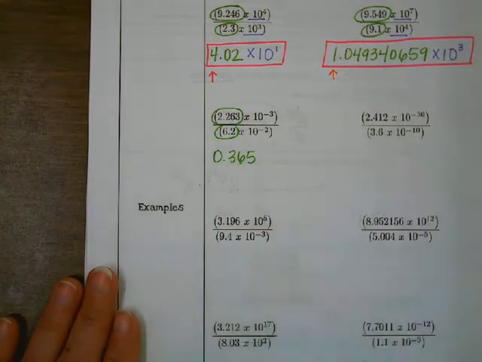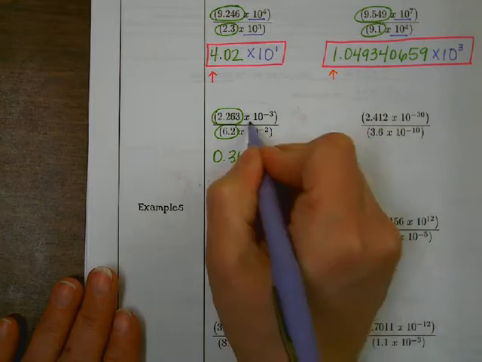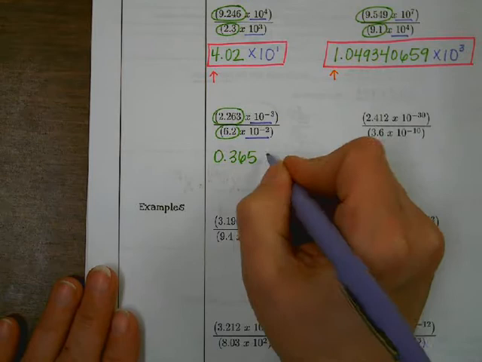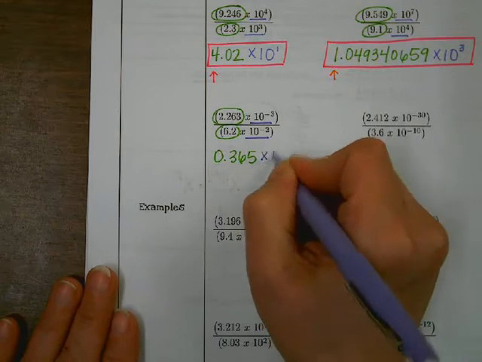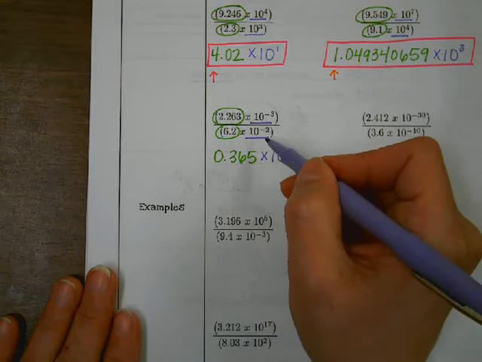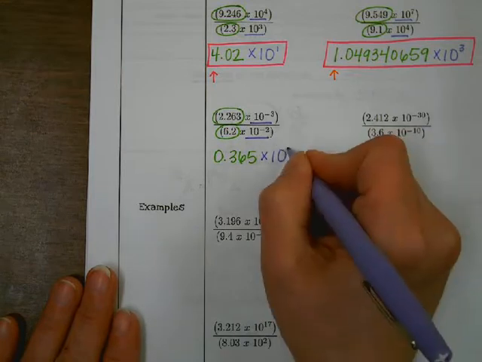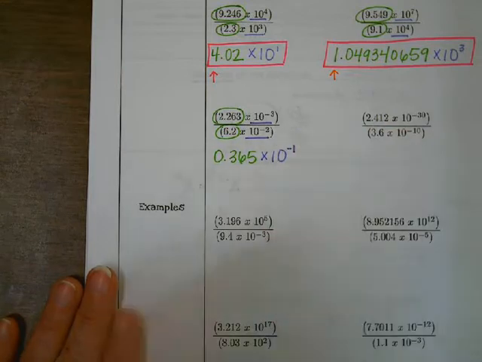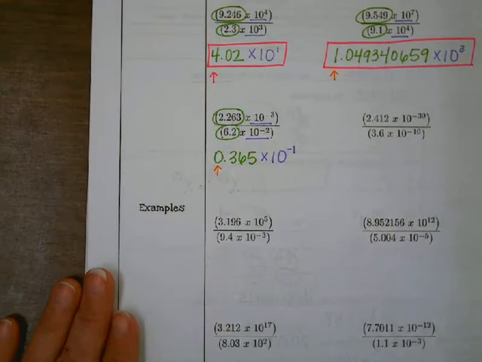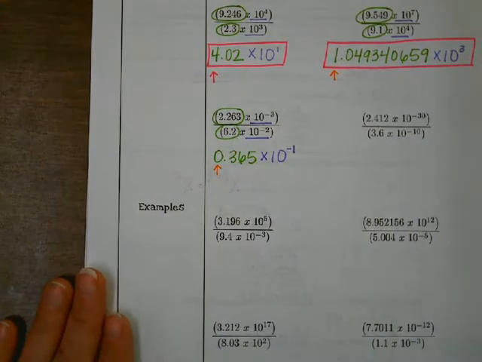Now we have to focus on my powers. I have 10 to the negative third divided by 10 to the negative second. So that's going to be times 10, negative 3 minus a negative 2 gives me a negative 1 because that's going to turn into a positive. So I have to stop and look, and I have to check and see that digit in front of the decimal point, is it between 1 and 9? And I see that it is not.